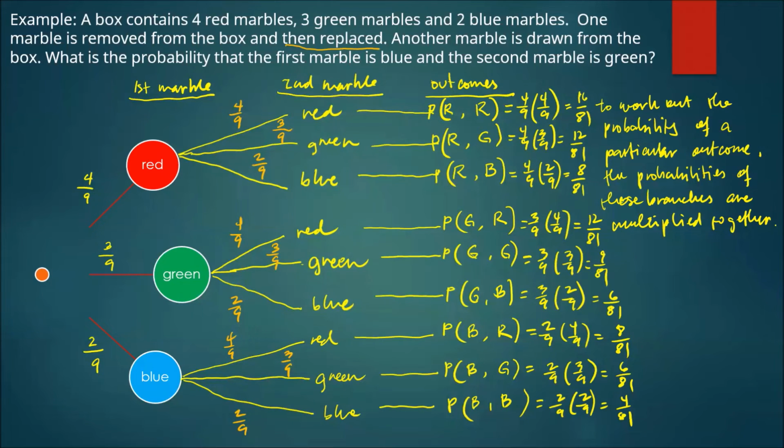Now, if you will notice, the sum of the probabilities of all the 9 outcomes would still be equal to 1. Okay, the sum of these 9 outcomes would be equal to 1.